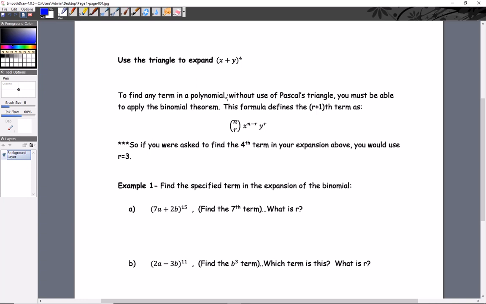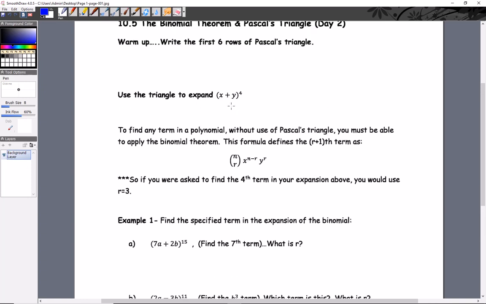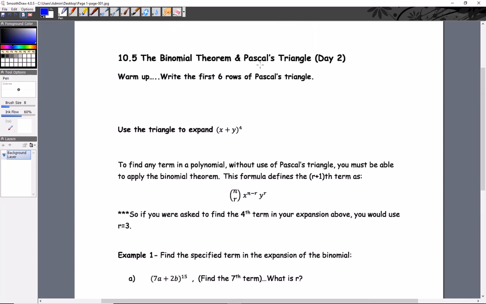So the top part of these notes kind of refer to a warm-up. There it is. And they want us to write the first 6 rows of Pascal's triangle. All right, no problem. There's the first, there's the second, there's the third, fourth, fifth, sixth. You probably ought to have that committed to memory.